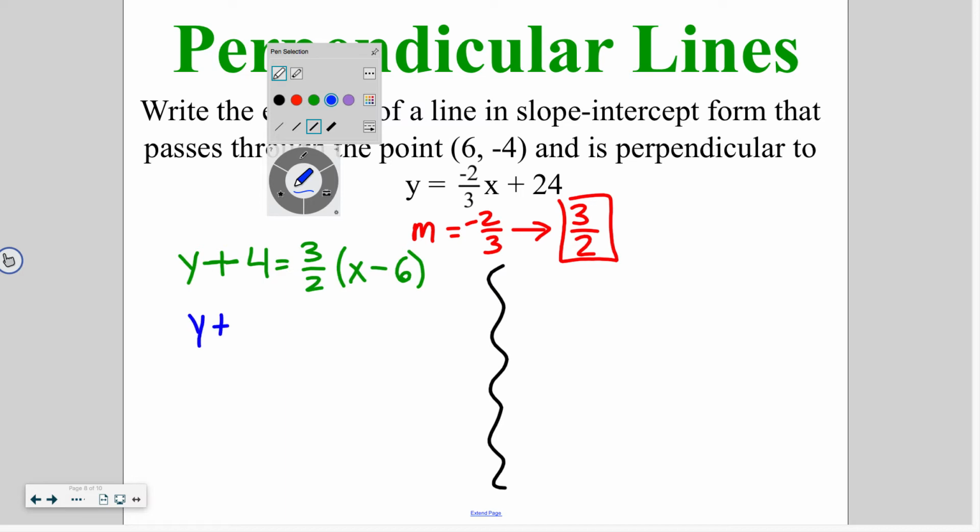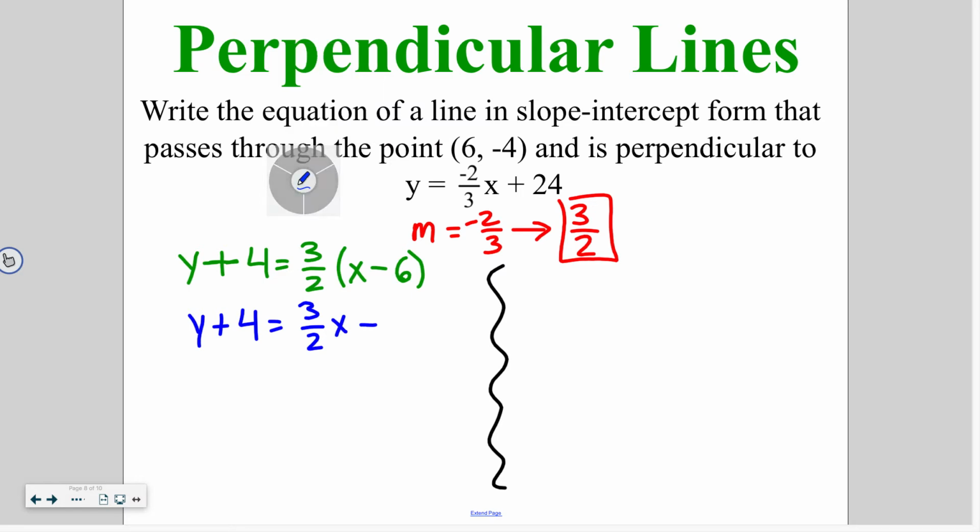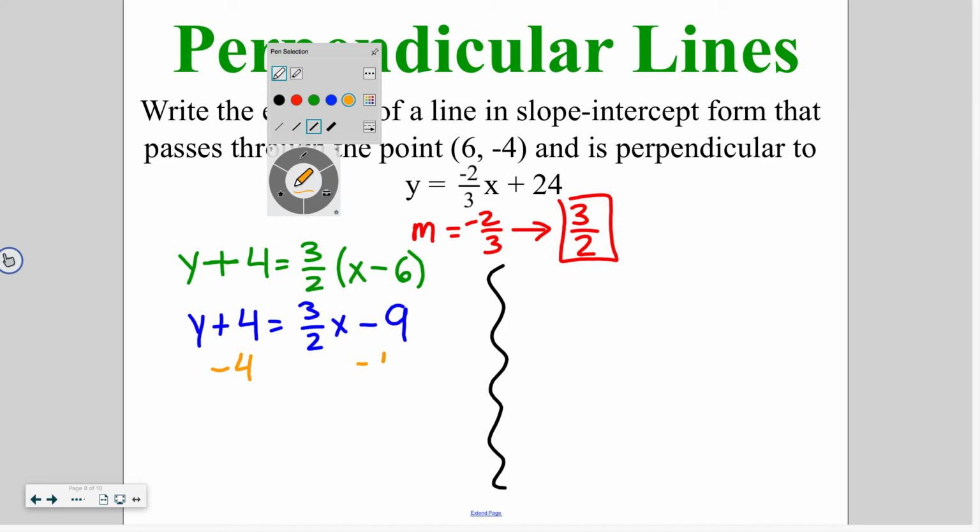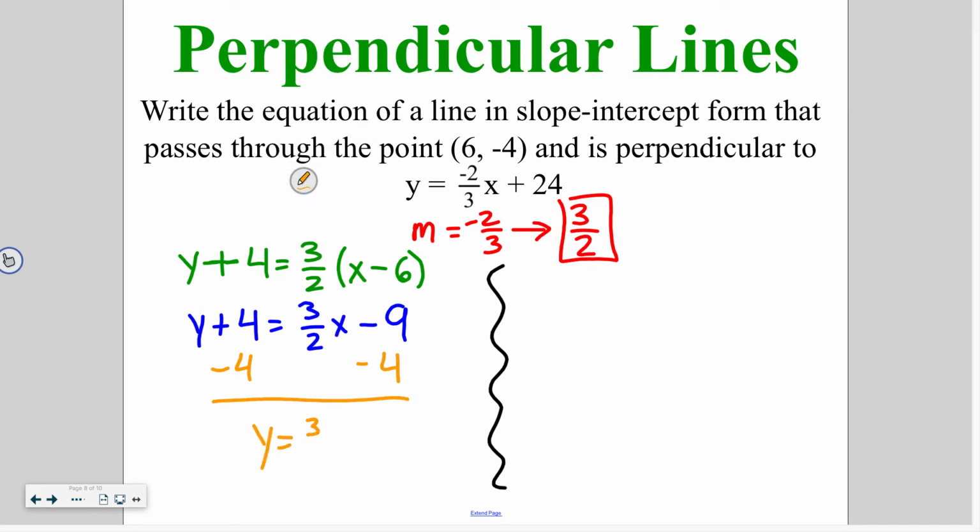Distributing, I end up with y plus 4 is equal to 3/2 x minus, we got 3/2 times 6/1. 3 times 6 is 18. 2 times 1 is 2. 18 divided by 2 gives us 9. Then we're going to need to solve by subtracting 4 from both sides. And we end up with our final equation of y is equal to 3/2 x minus 13.